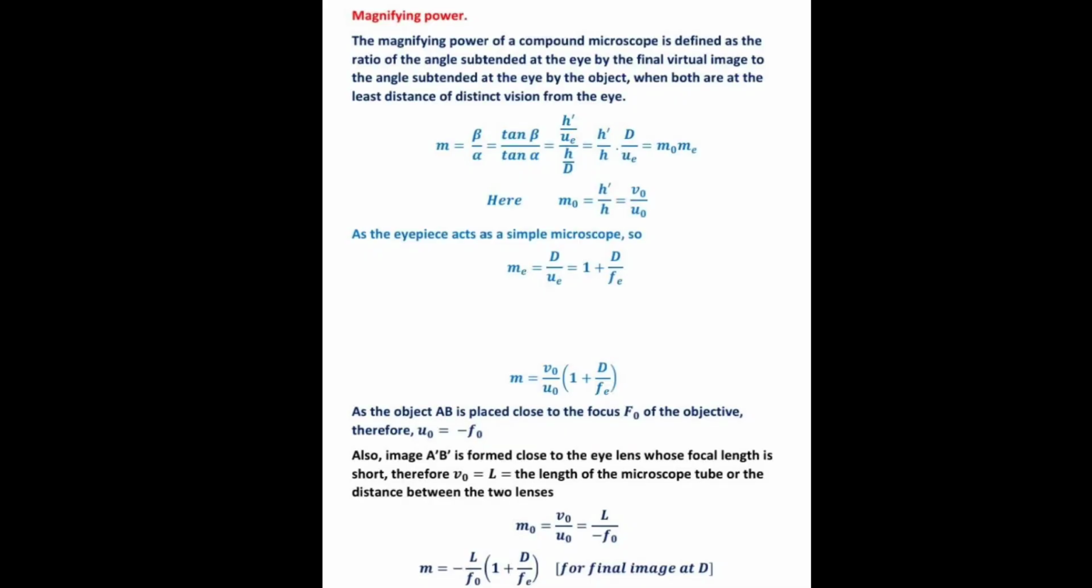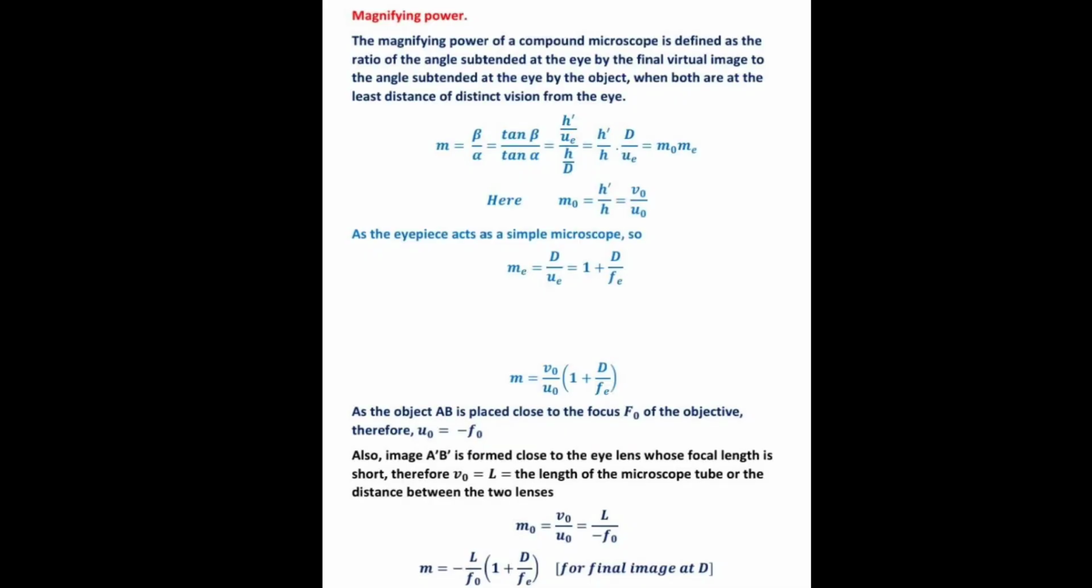Again, by using the mathematical formula, we can put the formula by taking the respective triangles from the diagram, and we have the relation, that is m is equal to h' over h into d upon ue. h' over h is equal to m0, that is the magnifying power of the objective lens, and d upon ue is equal to me, the magnifying power of the eyepiece. Then we have the relation, that is m is equal to m0 into me.